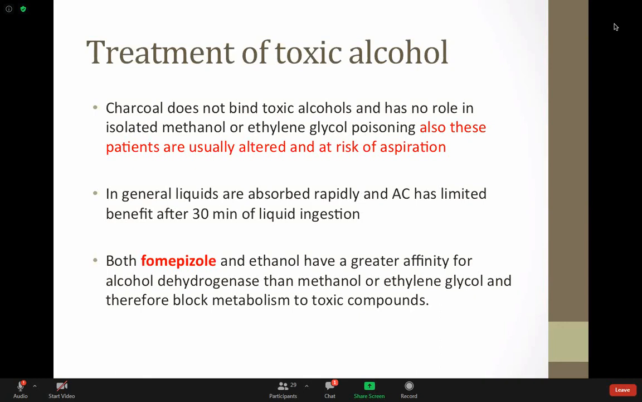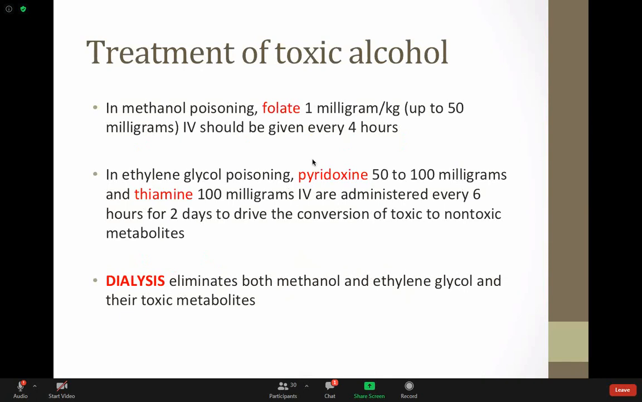The problem with fomepizole is it's expensive, okay? But if you count that when you give patient ethanol, you're going to put them in the ICU, you're going to do ethanol level every 2 hours, you're going to have to deal with the complication. So the price becomes the same. So we prefer to use fomepizole if we have it.